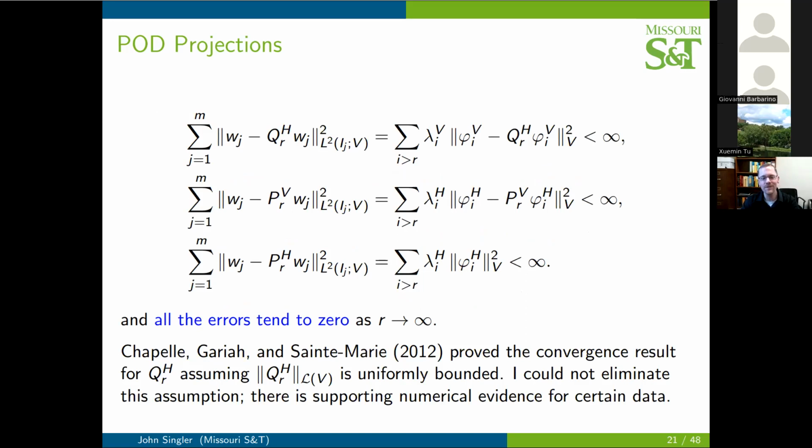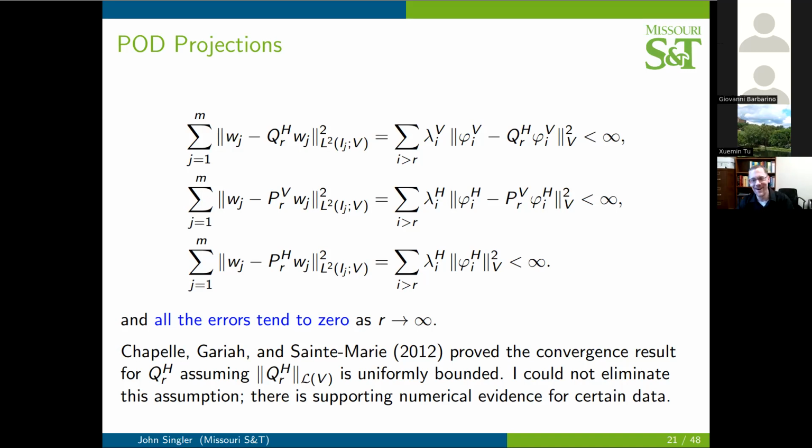The nice thing is that all these errors tend to zero, except in this one case that I mentioned earlier, where, in order to get the convergence result there, you need this family of projections Q^R_H to be uniformly bounded in the space of linear operators on V. So there's a mismatch there. In that case, those projections are not orthogonal anymore. And there's some supporting numerical evidence, but the theory is, as far as I know, out of reach. I keep going back to it every now and again.